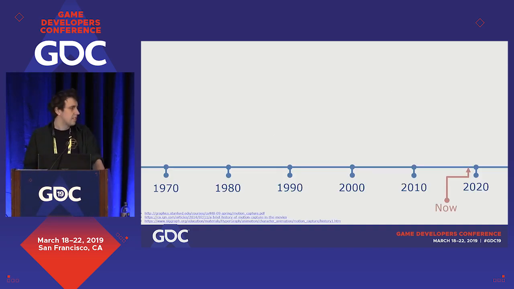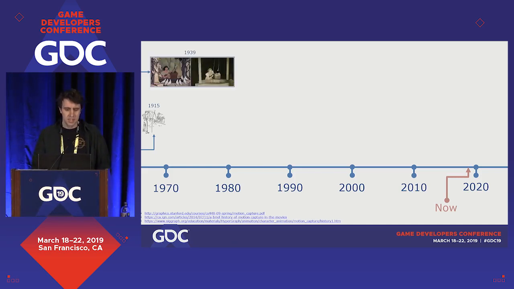If we look at the kind of timeline of performance capture, the very first thing that can really be called performance capture is the rotoscope. And this is extremely old, but it proved pretty effective. In particular, Disney liked to use it a lot.